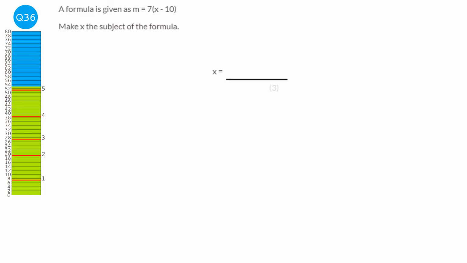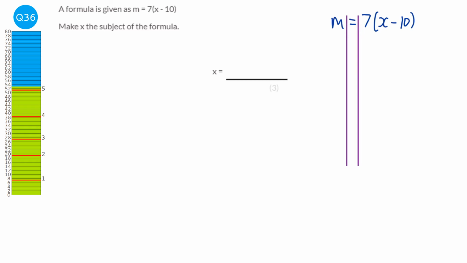So we're going to start just by writing this out. So m equals 7 brackets x minus 10. And we're going to put our solving lines in. I'm going to start by expanding the brackets. We don't need to; we could divide both sides by 7, but I think this is a bit easier. And we're going to add 70 to both sides.